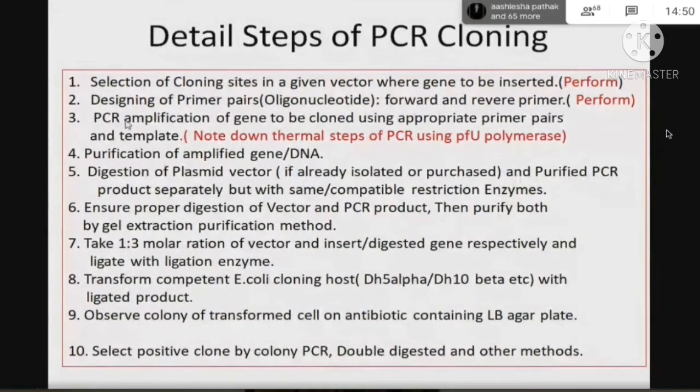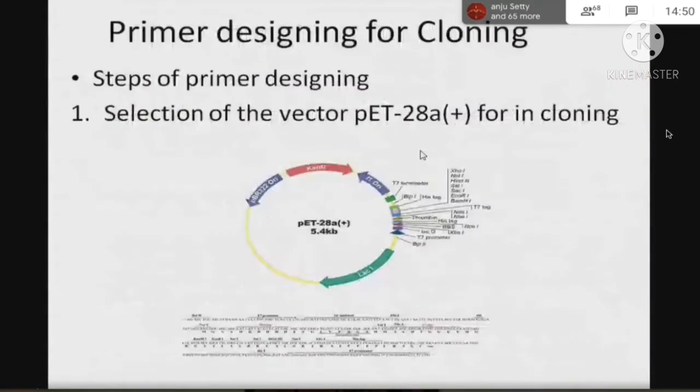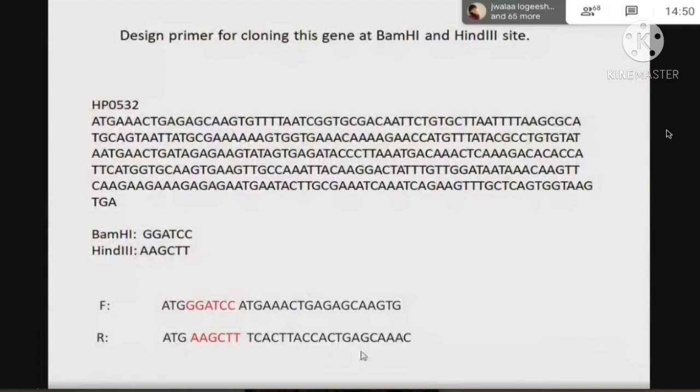Now, PCR amplification of the gene to be cloned using appropriate primer pairs and template. Now, suppose this is your primer.